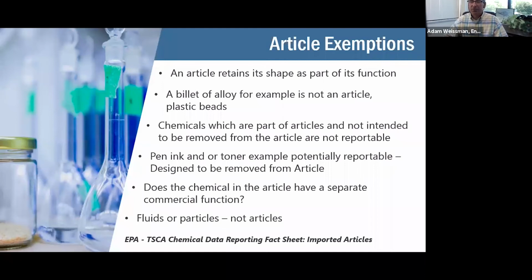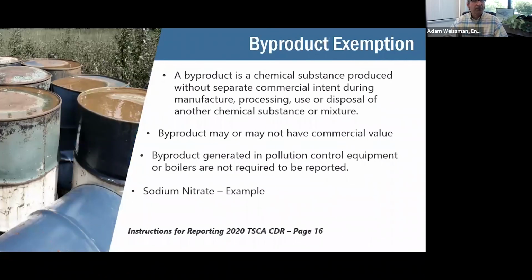And again, the fact sheet's pretty good on this too, as well as the reporting instructions. And I think the pen and the ink one was kind of interesting, that the ink is designed to be removed from the article. Another one is the byproduct exemption. And I think there's quite a bit on this that's worth looking at.